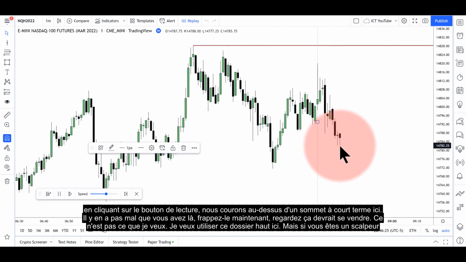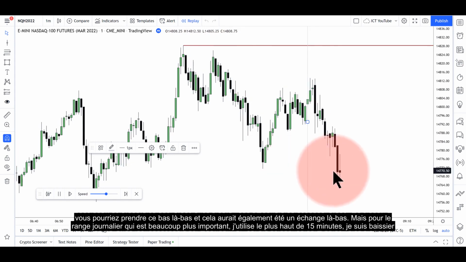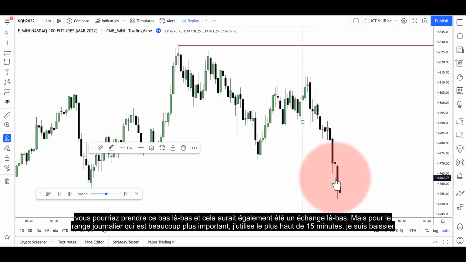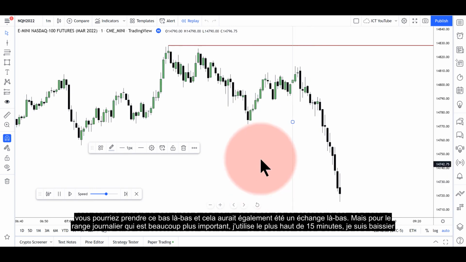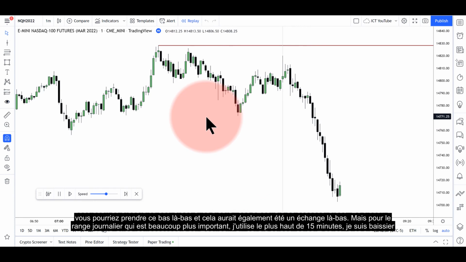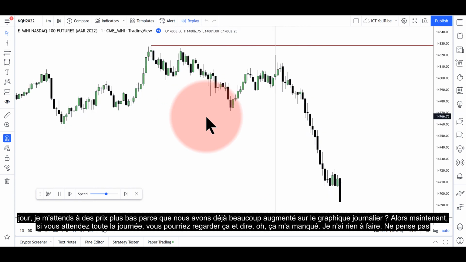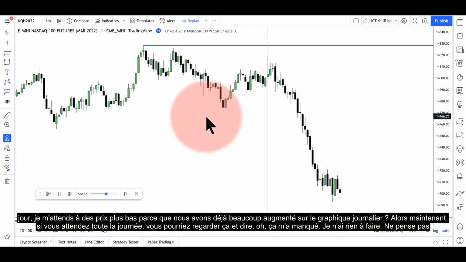That's not what I want. I want to use this high back here. But if you're a scalper, you could take that low out right there, and that would have been a trade there as well. But for the daily range, which is much more significant, I'm using the 15-minute high. I'm bearish on the day. I'm expecting lower prices because we've already gone up a lot on the daily chart.